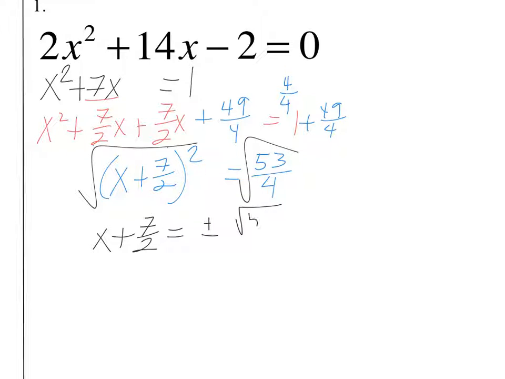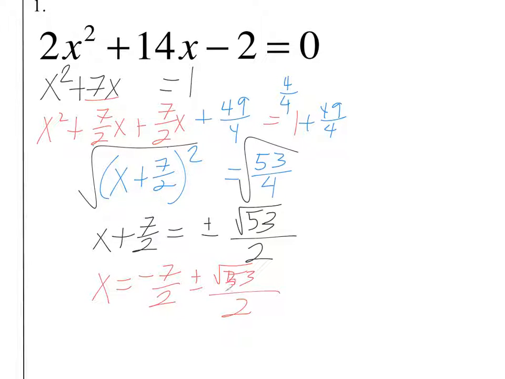The top of that can't be reduced. However, the square root of 4 could be written as 2. Okay, and finally we can get x is equal to negative 7 over 2 plus or minus the square root of 53 over 2. That's a terrible 5. That's not really any better. Okay, that's it.